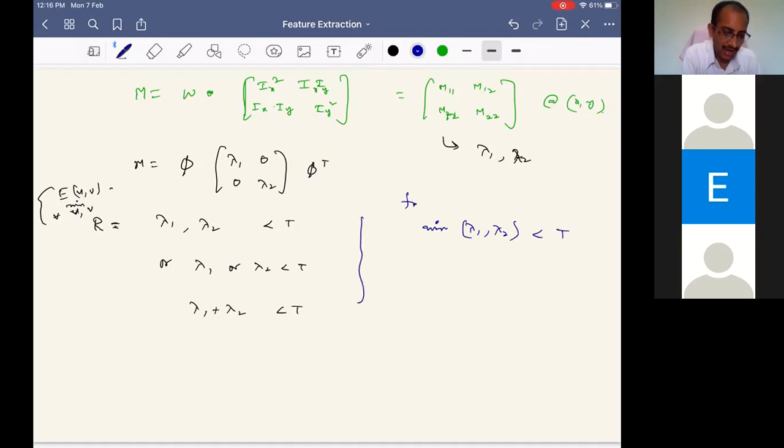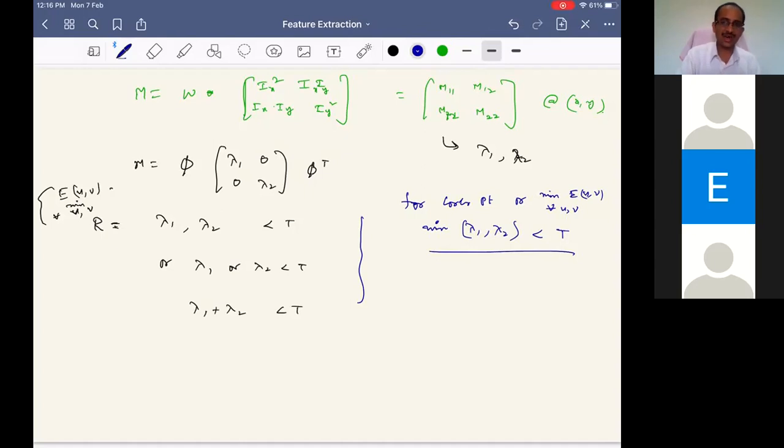That is for an interest point, or for minimizing E of u comma v for all u comma v. Now the question is, this is how some of the operators actually work. Just pick out lambda 1, lambda 2 for this matrix and see the minimum of these. If it is less than a threshold, you consider it as a corner point.